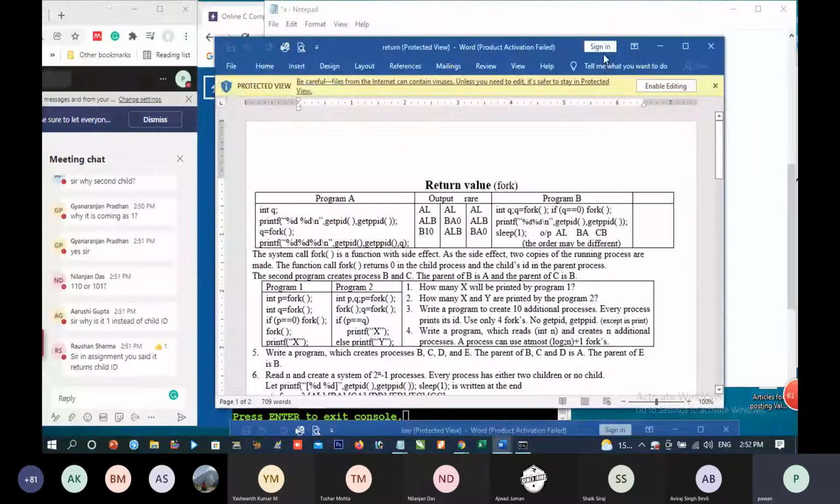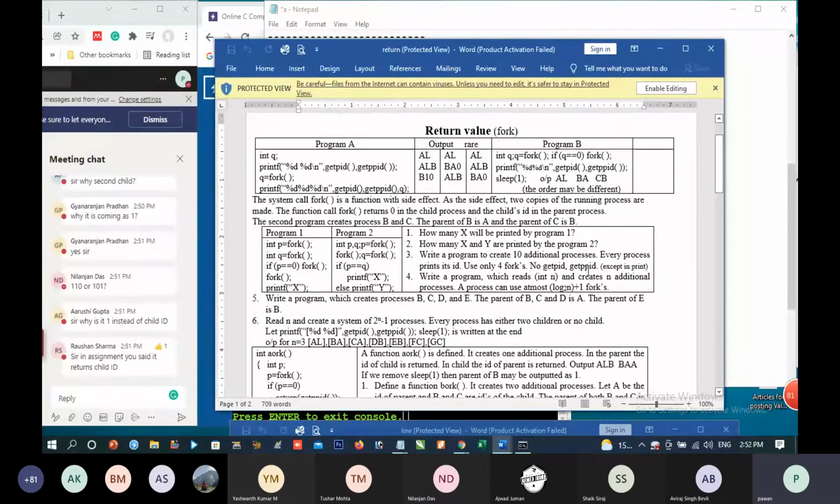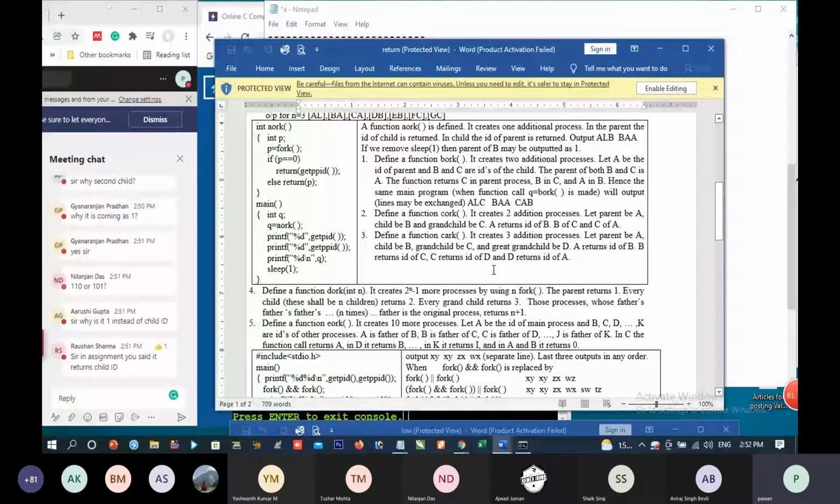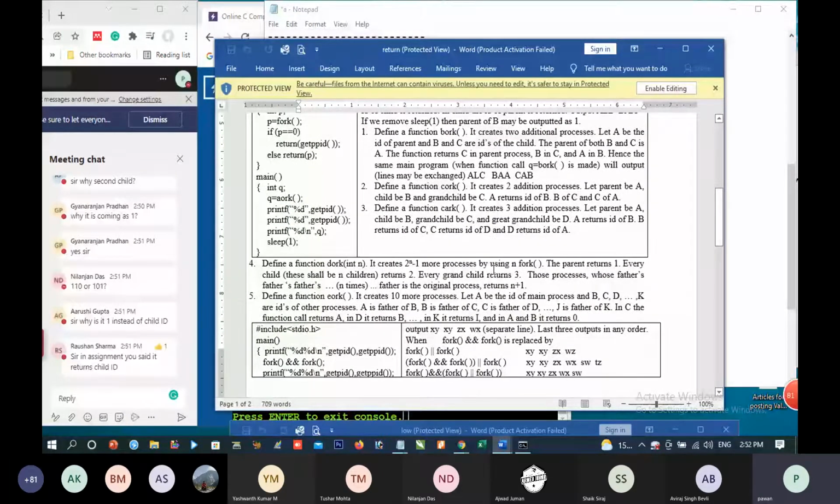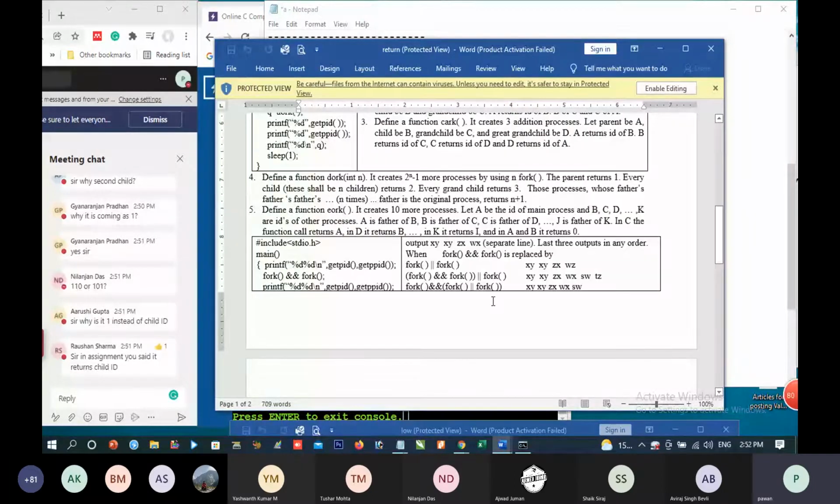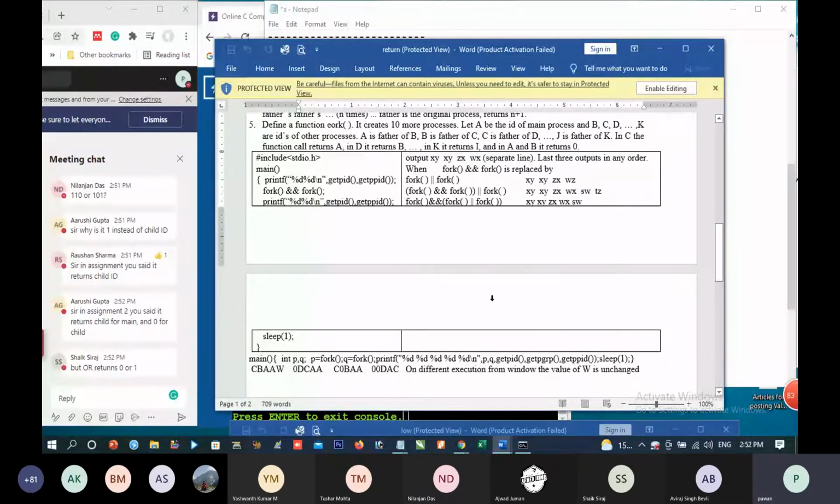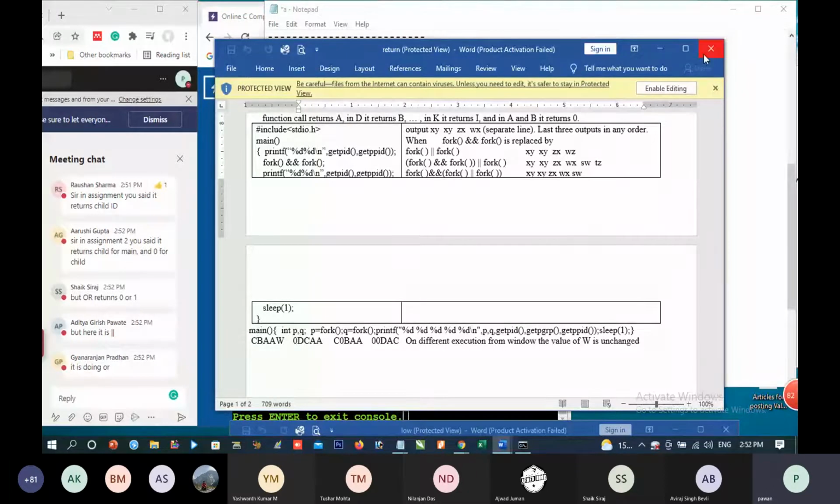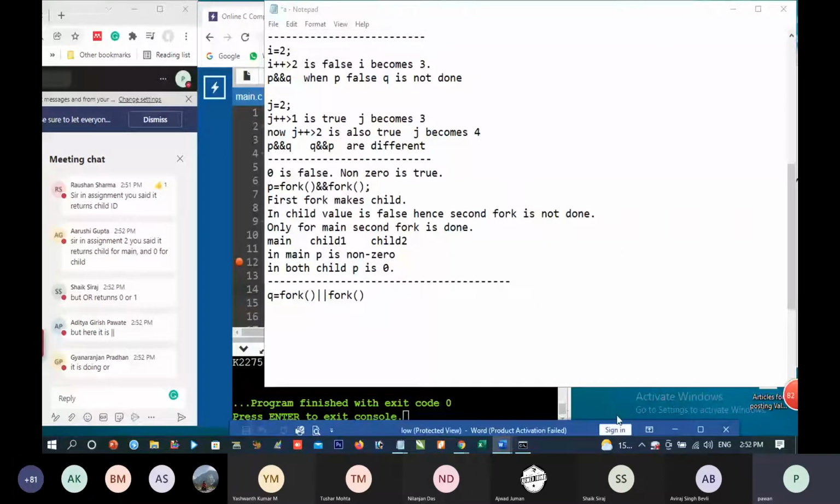Where I have written, for a single fork, not with fork and fork. Where I have written, Roshan? In assignment, you said it should be child ID. Where I have written? I have not told it should be child ID. Theoretically speaking, you are correct. Probably I might have taught this similar thing in COA.